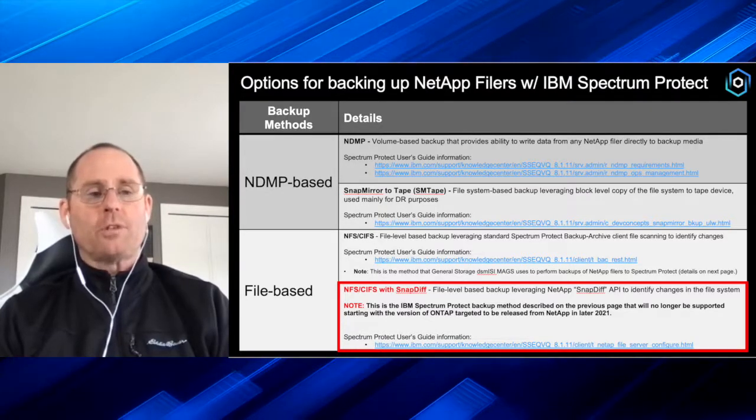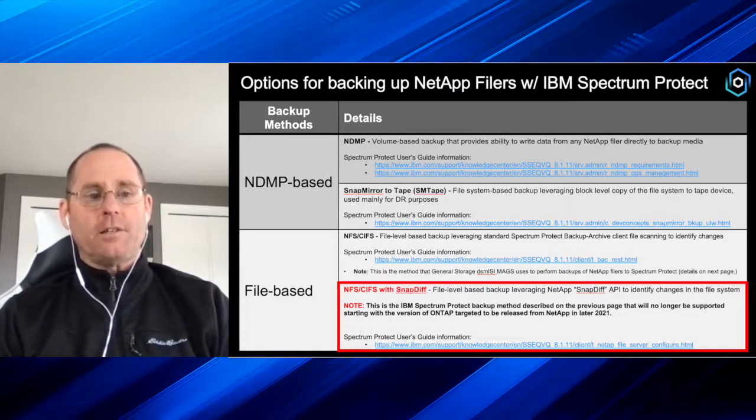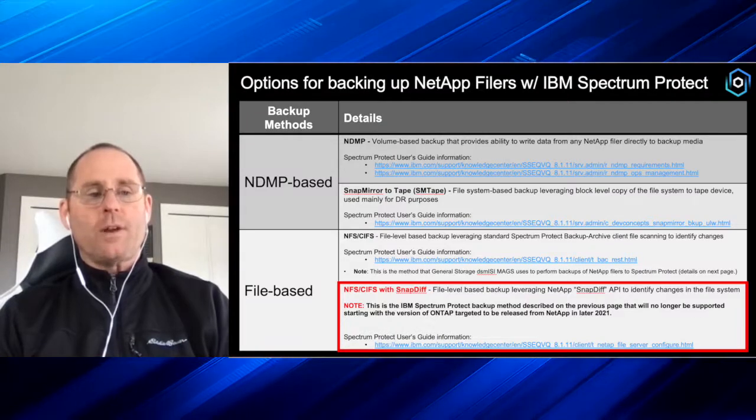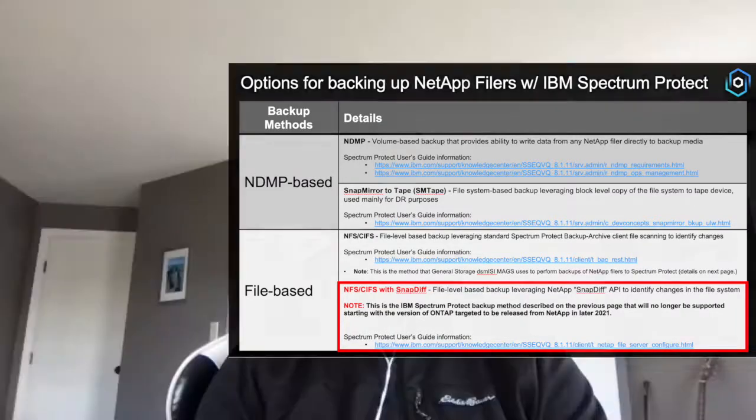And so the one that's going away with the new version of NetApp ONTAP coming out later in 2021 is the one in red, which is the SnapDiff assisted backup at the file level.